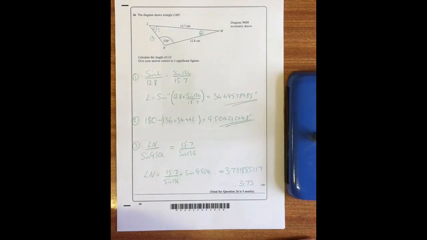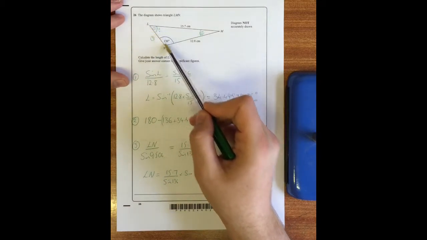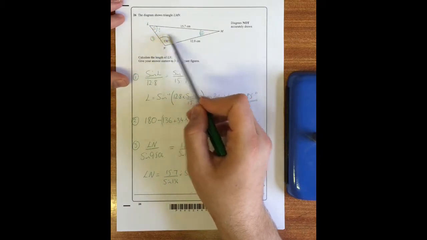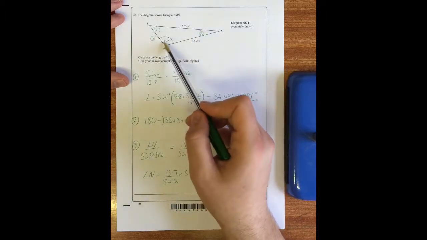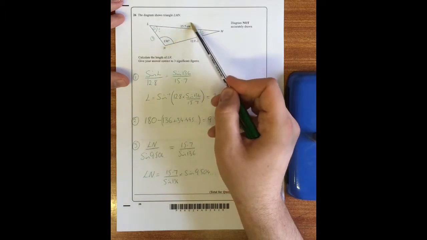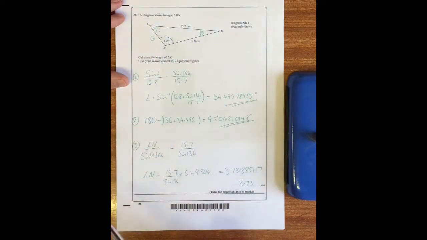Question 26. The diagram shows triangle LMN. Work out the length of LN. Now for this we're going to use the sine rule, but you'll notice LN, which is this side here, doesn't have its opposite angle. So we need to get to that first. So what we're going to do is use a sine rule with this pair and this pair to work out this angle, and then use angles in a triangle.